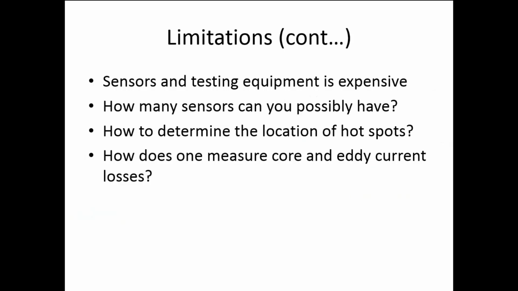So as you can see from that image, obviously the limitations are quite pronounced and obvious. The sensors and testing equipment don't come cheap. They're expensive. There is also a physical limitation of how many sensors you can actually have. Can you get by with 50? Do you want 500? Where is the trade-off?